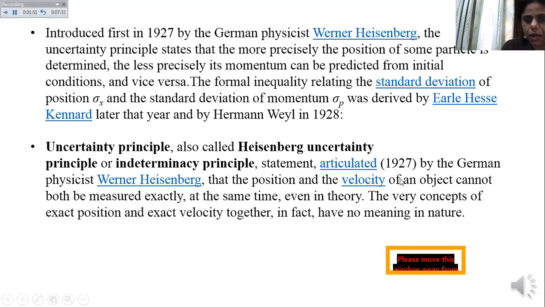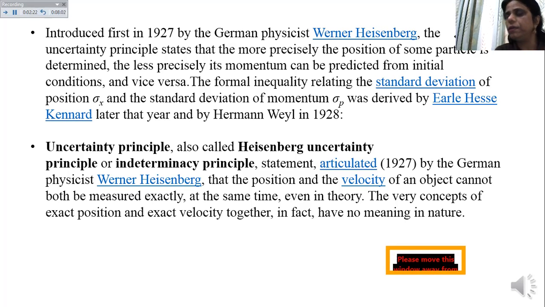The uncertainty principle, also called the Heisenberg uncertainty principle or indeterminacy principle, is a statement articulated by the German physicist Werner Heisenberg that the position and the velocity of an object cannot both be measured exactly at the same time, even in theory. The same principle is again in terms of another language. Again the same principle, but the language is different.